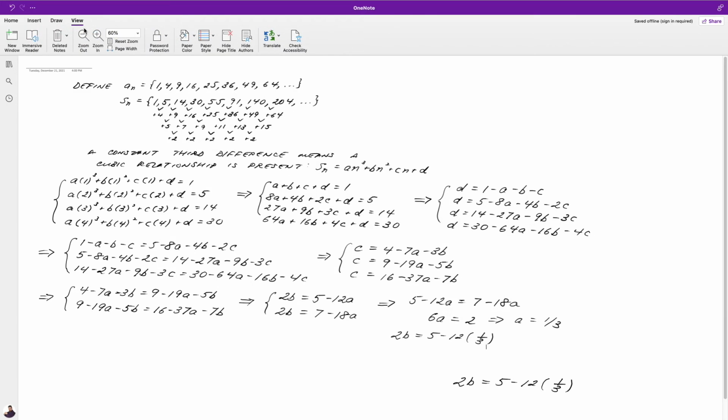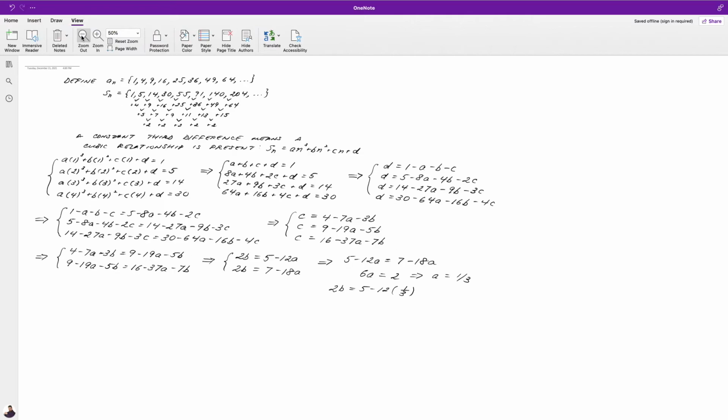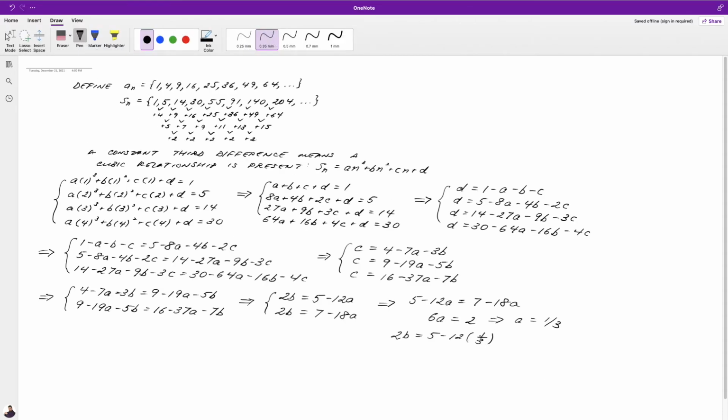Okay, we can zoom out one more step, I think, here. Just one step. There we go. So that's going to give us 5 minus 4, because 12 divided by 3 is just 4, and that's just 1. And that means, of course, that b equals 1/2. Got to divide both sides by 2 there. Okay, good. One step closer.